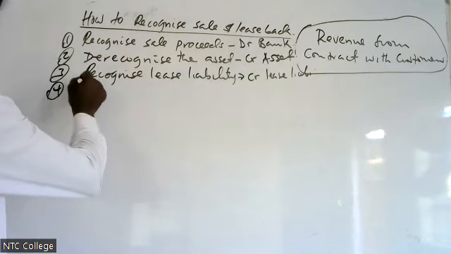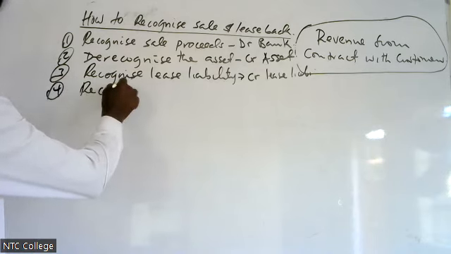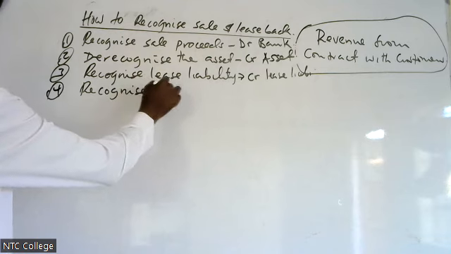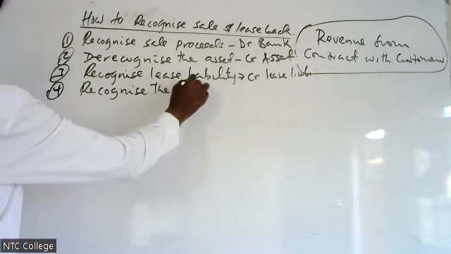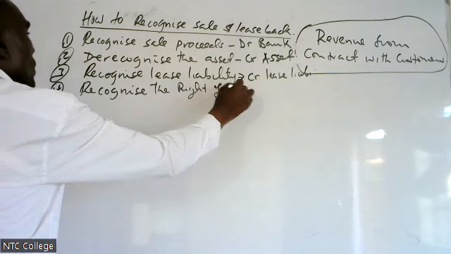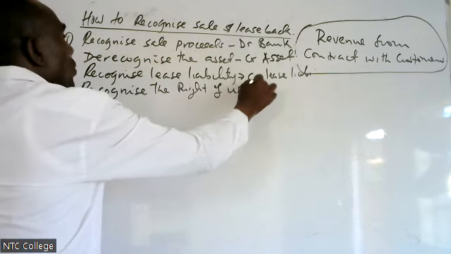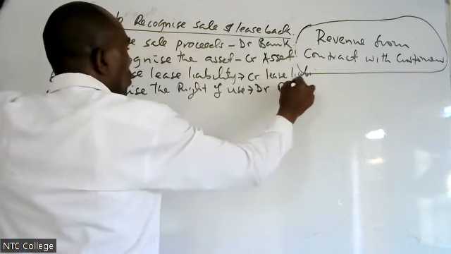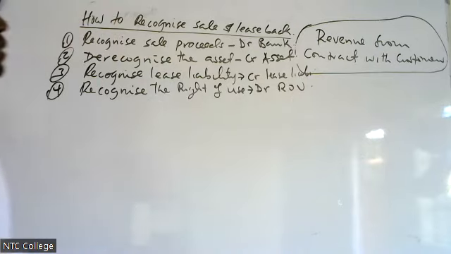Then number 4, recognize the right of use, whereby you debit ROU. You debit the right of use there.